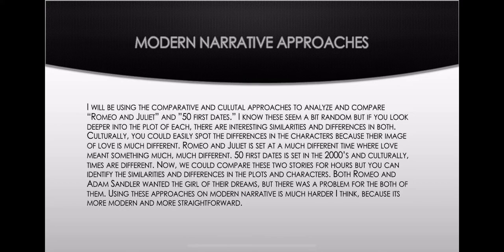Comparatively, both Romeo and Adam Sandler wanted the girl of their dreams, but there was a problem for both of them. Adam Sandler obviously couldn't have his girl because she had a memory problem, and Romeo couldn't have his girl because of the family problems. I think that using the approaches on modern narrative is much harder because it has a more modern tone and is much more straightforward.